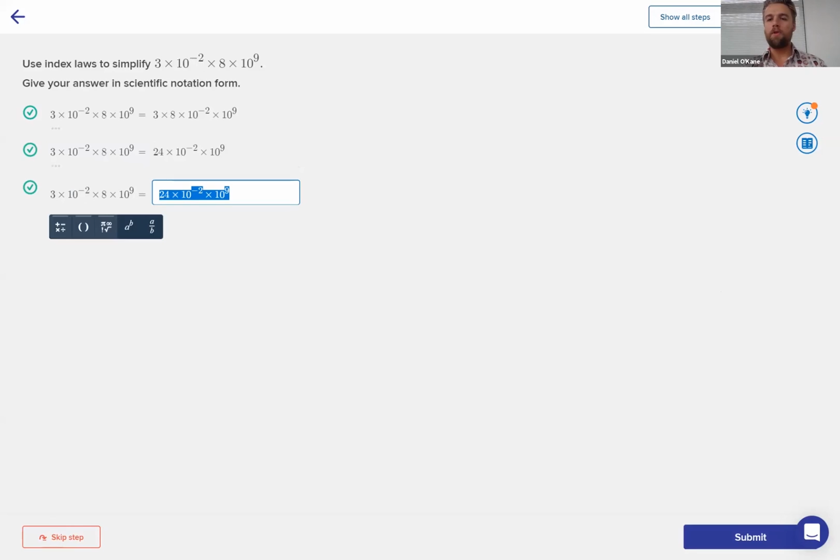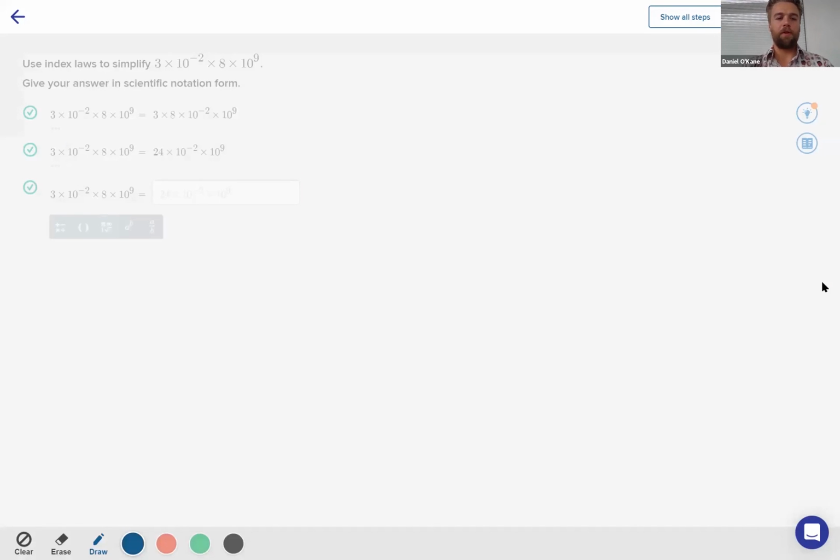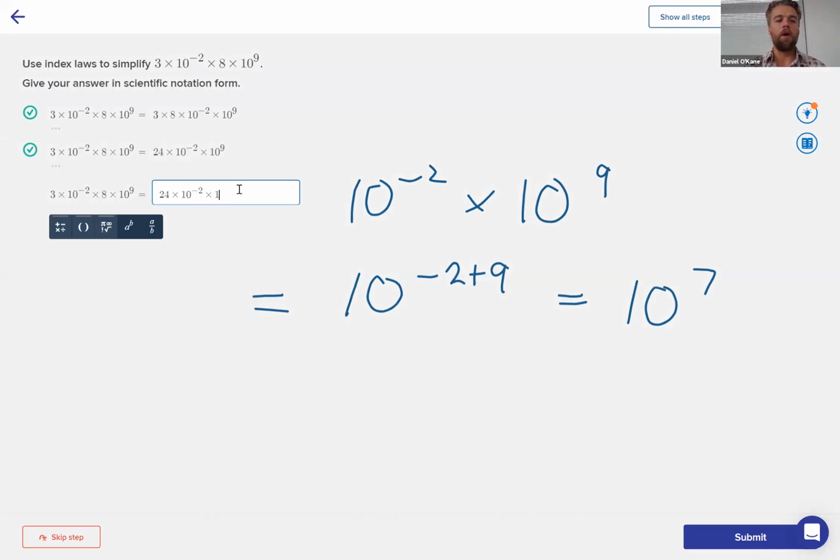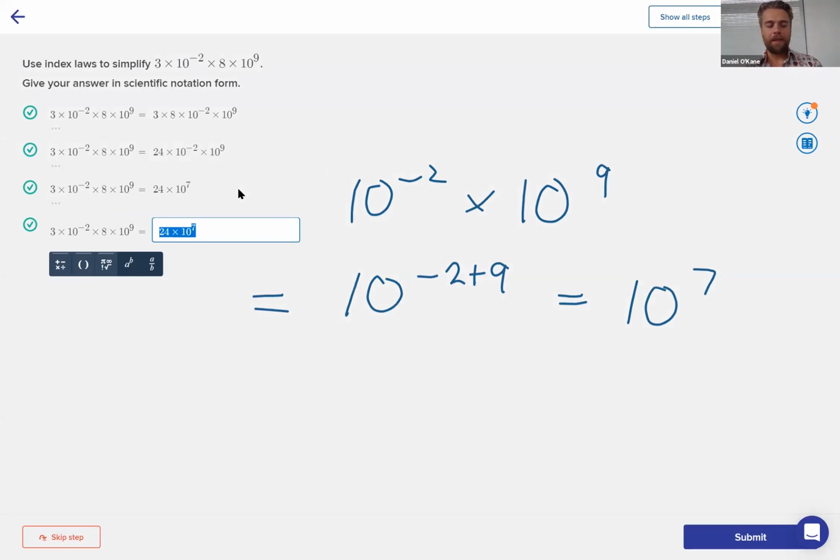And now I'm going to use index laws to simplify 10 to the power of negative 2 times 10 to the power of 9. So remember from last week, you're adding the powers. So this is 10 to the power of negative 2 plus 9. So that's going to be 10 to the power of 7. So I've got this answer of 24 times 10 to the power of 7. But take a look at that. Mathspace hasn't accepted this as the final answer. Why is that?